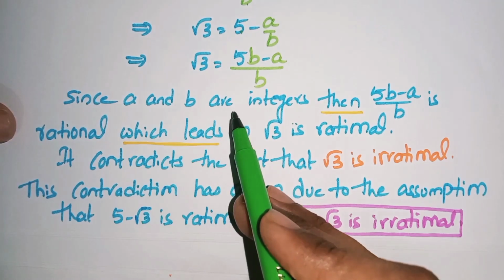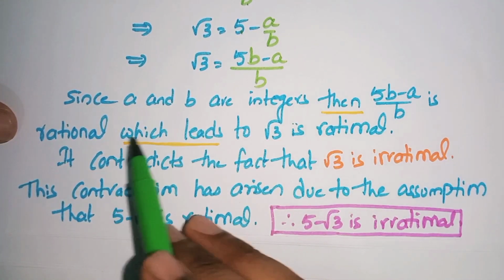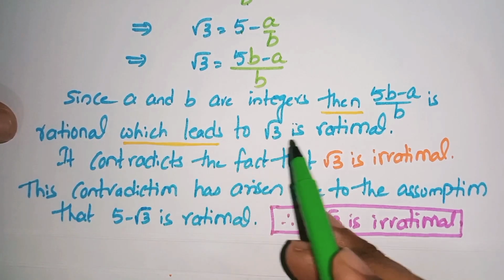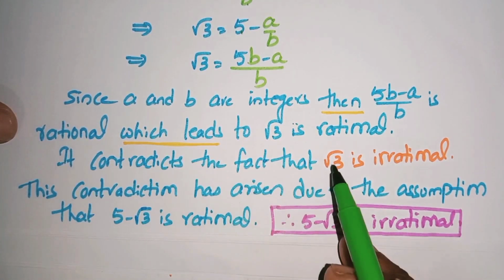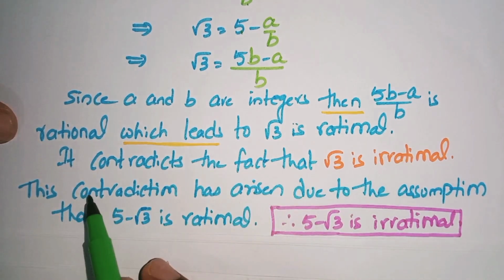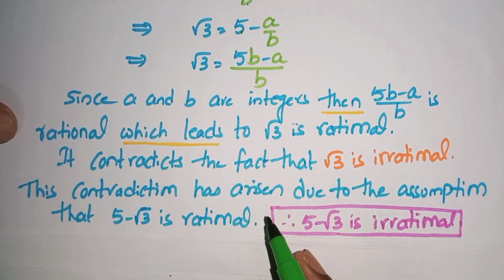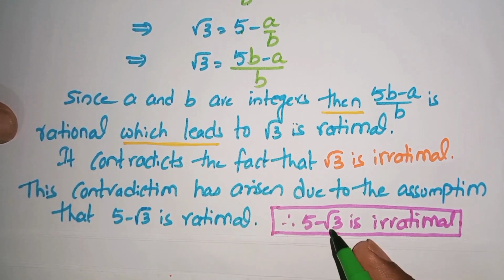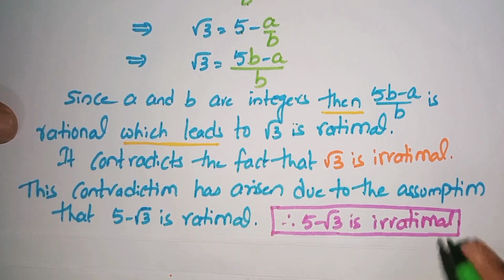Since a and b are integers, 5b minus a by b is going to be rational, which leads to root 3 is rational. It contradicts the fact that root 3 is irrational. This contradiction has arisen due to the assumption that 5 minus root 3 is rational. Therefore, we can conclude that 5 minus root 3 is irrational.